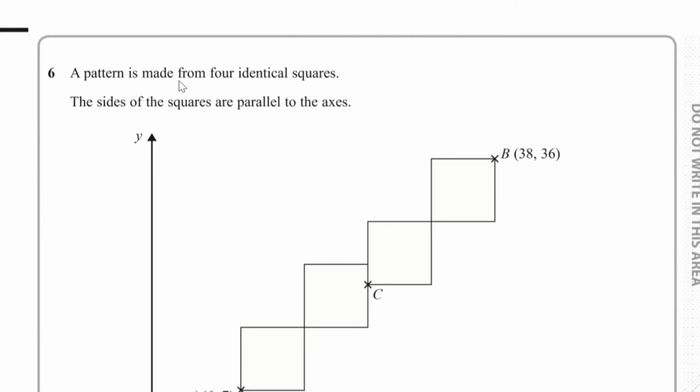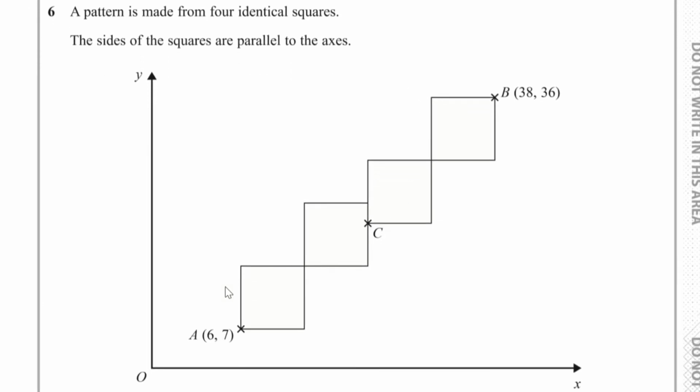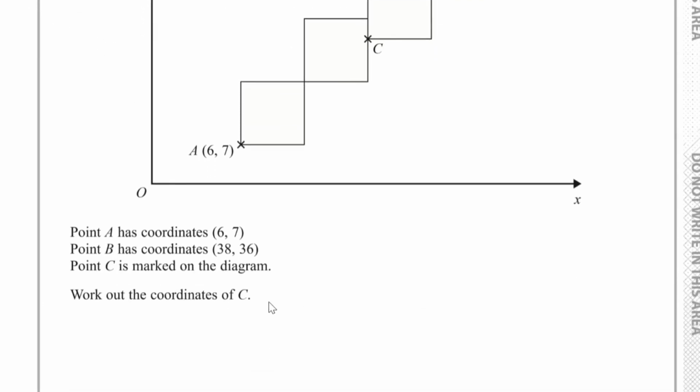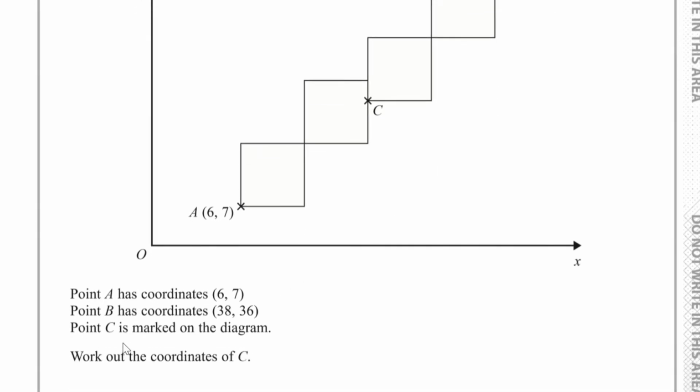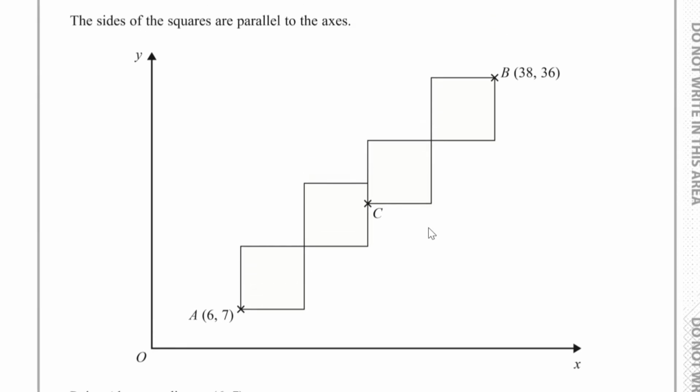Question number 6. A pattern is made from 4 identical squares. The sides of the squares are parallel to the axis, as we see here. Point A has coordinates 6, 7. Point B has coordinates 38, 36. The point C is marked on the diagram. We have to work out the coordinates of C.